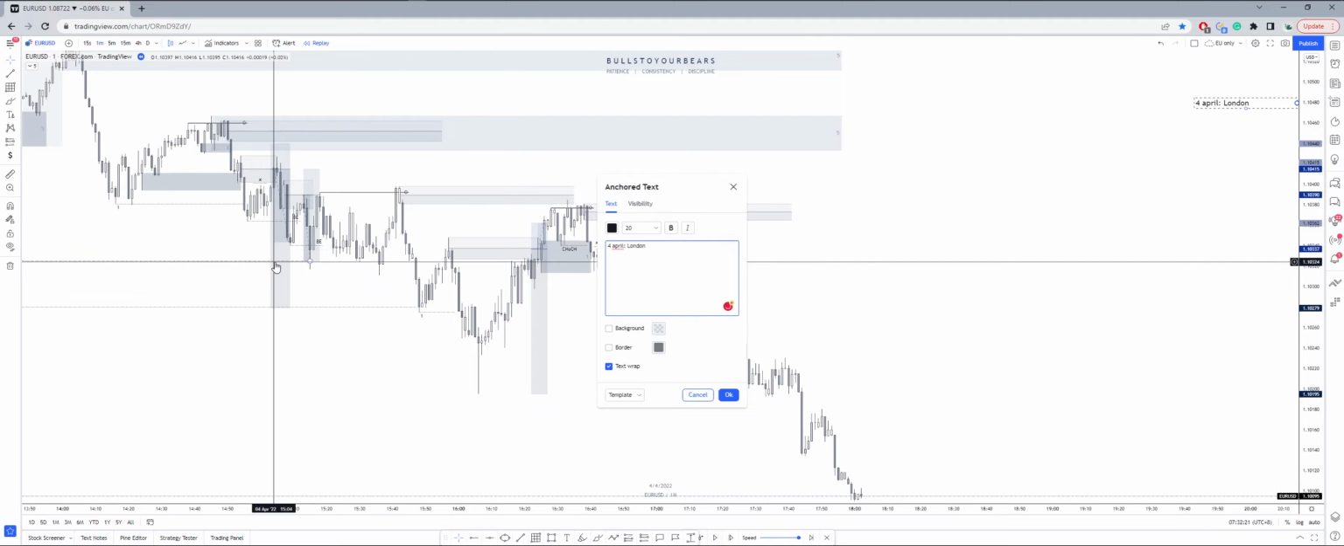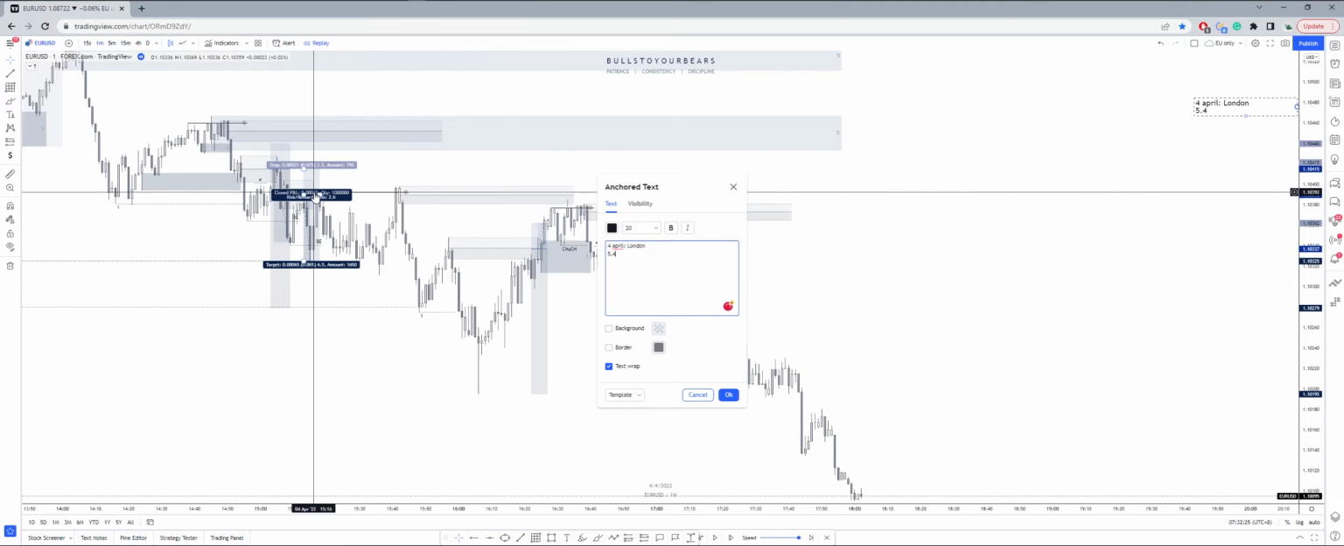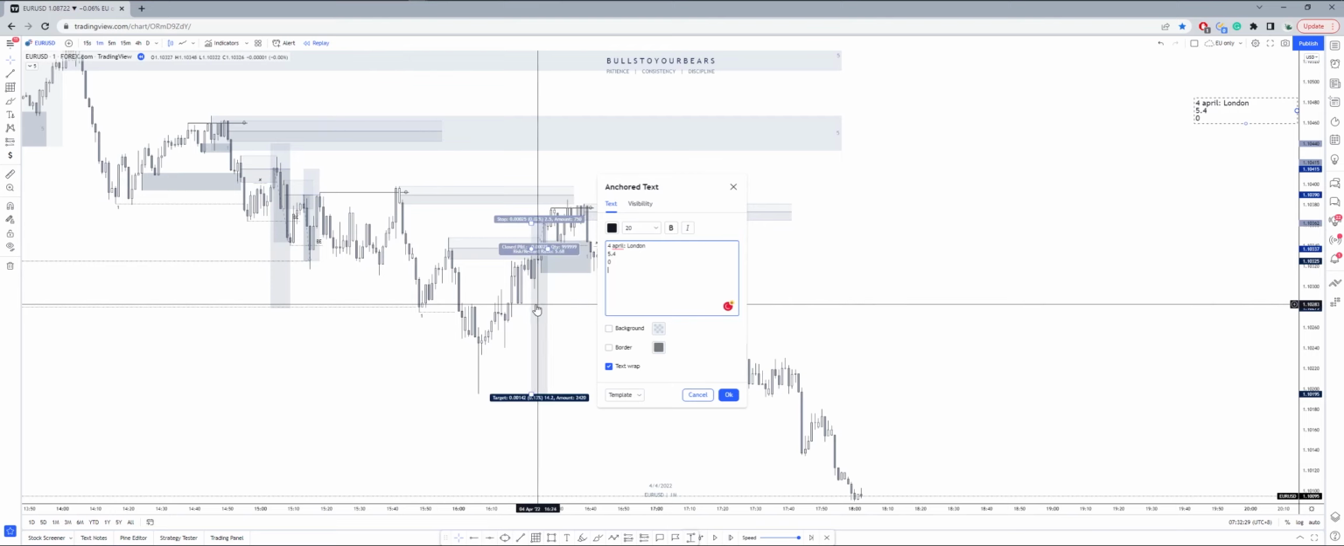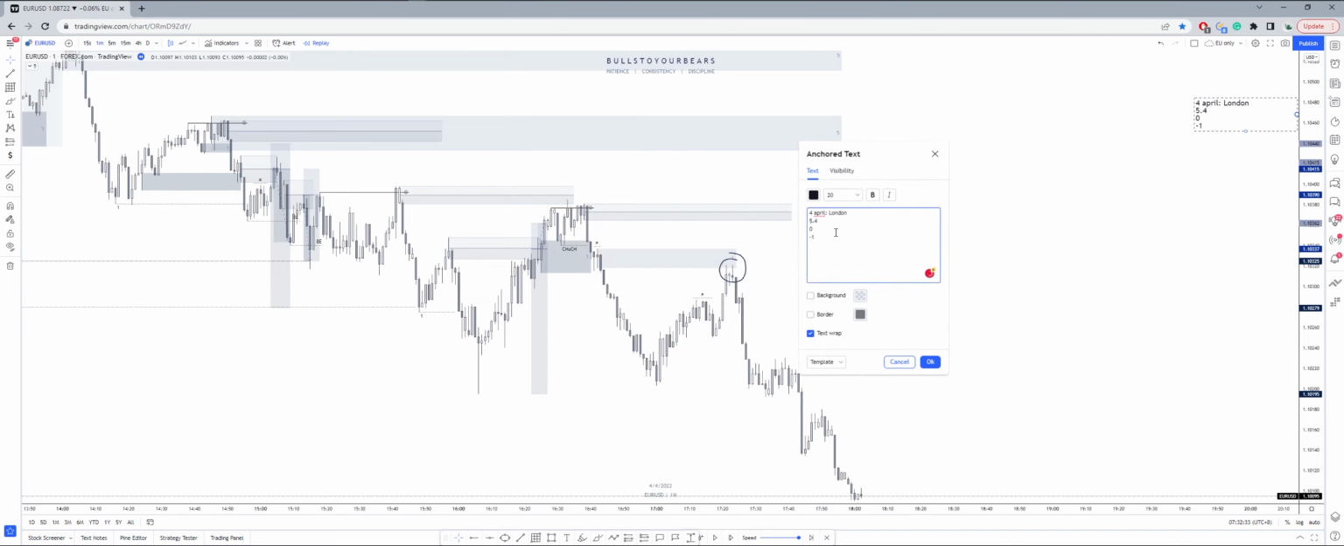I have a 5.4R over here, and then I have a break even over here, 0R, then I have -1 over here. Then I think I'm done. Alright, pretty okay.